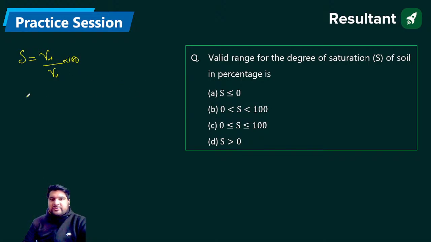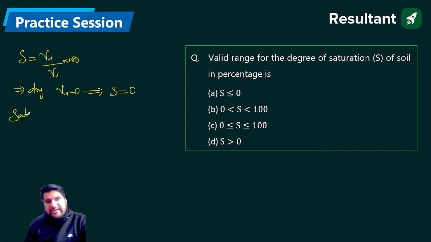Absolutely correct. So your degree of saturation, remember, if the soil is dry, for dry soil, volume of water is zero. That means your S value is zero. If the soil is saturated, in that case, volume of the water will be equal to volume of the voids. That is, all the voids are filled with the water. In that case, saturation will be 100%. So the saturation value lies between 0 to 100. It can be 0, it can be 100, it can be anything between 0 to 100. So we can go with the C answer.